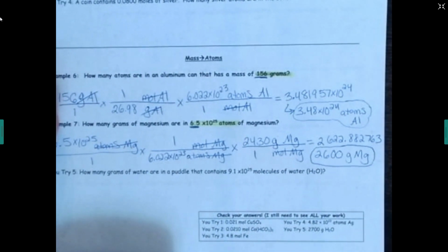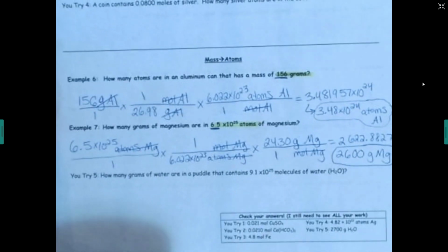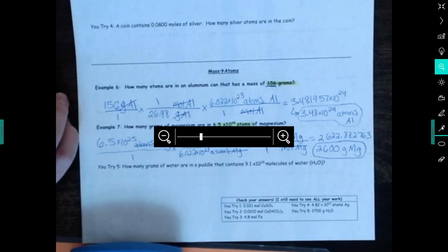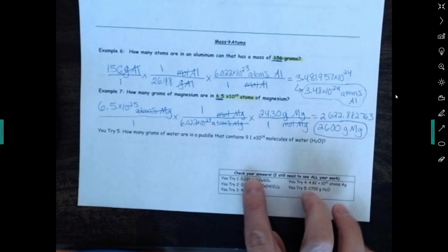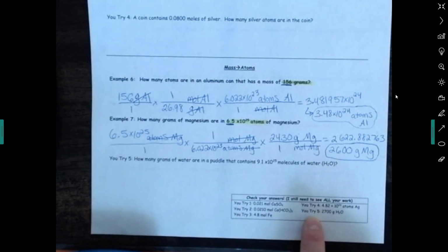Okay, now, here's the deal, guys. The rest of these U-tries you need to do on your own. And I put the answers down here, so you can check your answers to U-try 1, 2, 3, 4, 5, okay? The reason I give you the answers is so that you can see if you're doing it right or not. If you just write down the answer and don't show all your work, you will get 0 credit and it won't do you any good whatsoever.